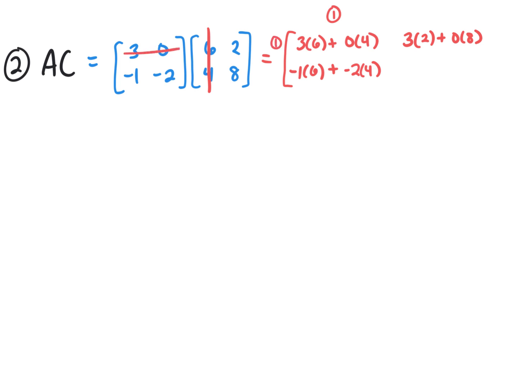Good. So now I'm going to do row 2 with column 2. What goes together? Negative 1 with negative 1 times 2 plus negative 2 times 8. Check. Do you have stuff that matches up?